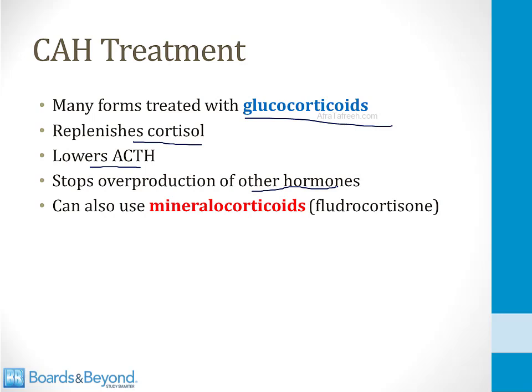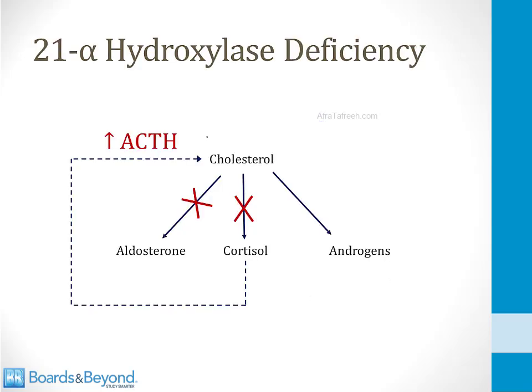In addition, in forms of CAH where mineralocorticoids can't be produced, you can also treat these patients with mineralocorticoids. The drug that's usually used is fludrocortisone. It's a drug that has the same effects of aldosterone. If we go back to this slide on the 21-alpha-hydroxylase deficiency, if you treat the patient with glucocorticoids, that will raise the cortisol levels. That will stop the overproduction of ACTH, and that will stop driving cholesterol into androgens. If you then also treat the patient with fludrocortisone, you will replace the aldosterone effects, and this is the way you can treat these various forms of congenital adrenal hyperplasia.